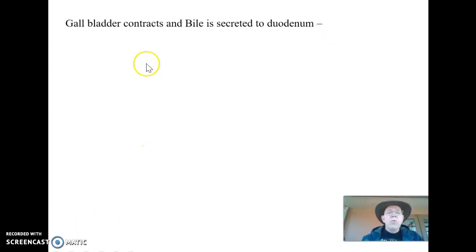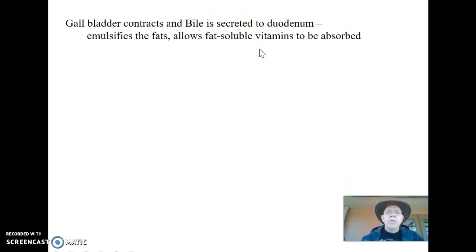All right, now when food gets to the duodenum, it sends a chemical message up to the gallbladder and tells it to contract. It sends this bile into the duodenum, where it emulsifies the fat. What does that mean? Well, we know fat and water do not mix. But for example, in mayonnaise, you have fats and you have water. Milk is the same way. You've got fat and you've got water mixed together.